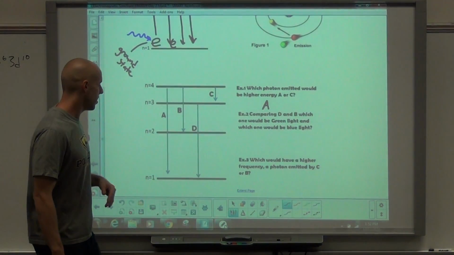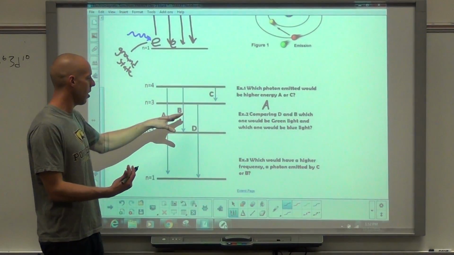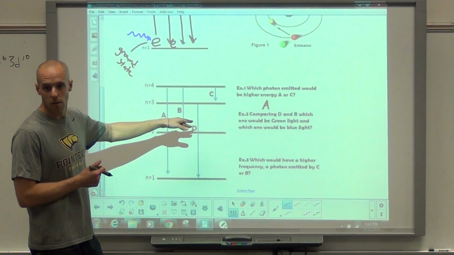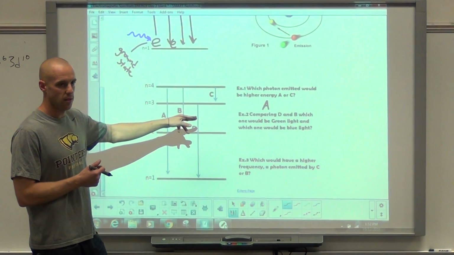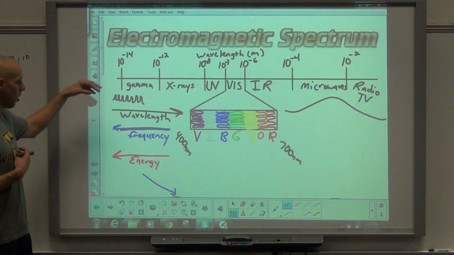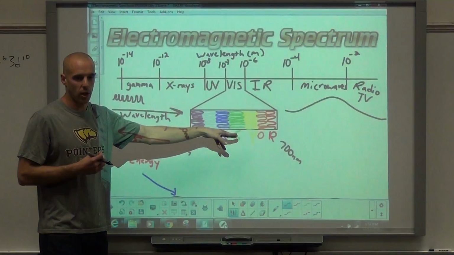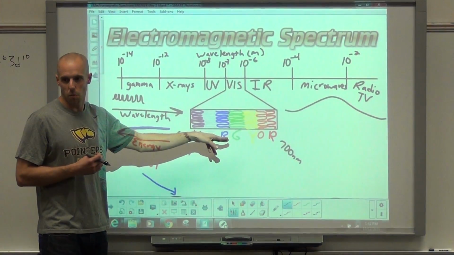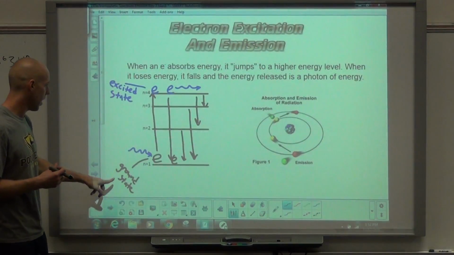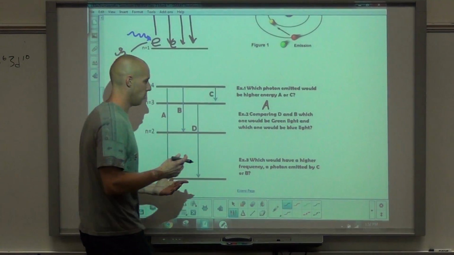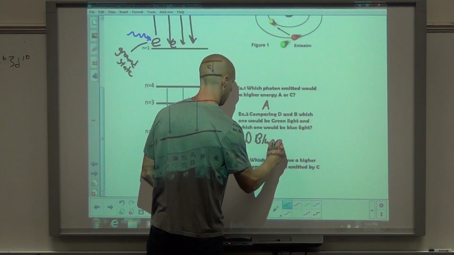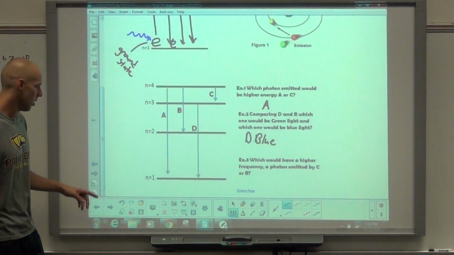Right. So D is going to be blue light, but I want to walk everybody through this right now. So first of all, we figure out which one of these is giving off more energy. So which one's giving off more energy? D, right? So we know D is more energy. So then we go to here. We figure out, okay, what's higher energy, blue or green? Blue. Blue's higher energy. Shorter wavelength is higher energy. So blue's higher energy. So we know that D must be blue. So right, D is blue. B is green. Okay, good.